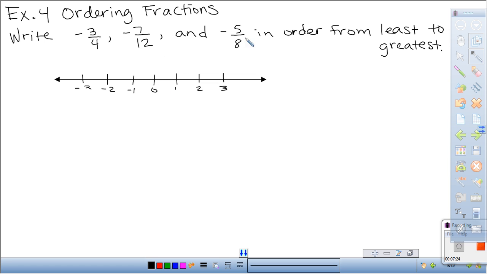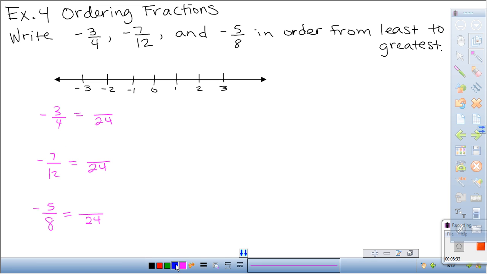So let's look at these fractions and try and order them. I have -3/4, -7/12, and -5/8. Now one tool to order them would be to make them all look the same. That is, get a common denominator. So we want to find the least common denominator for 4, 12, and 8. And the least common denominator for 4, 12, and 8 would just be 24. So I'm going to change all these fractions to have a denominator of 24.